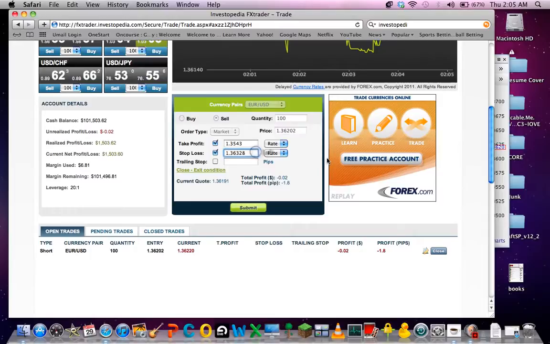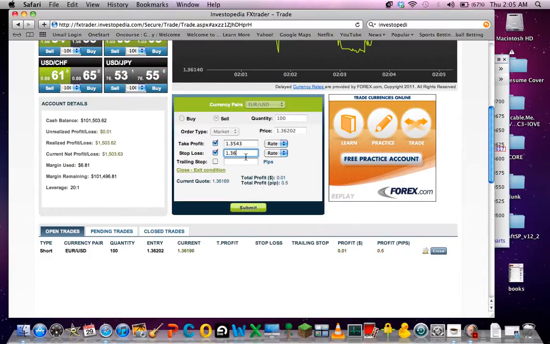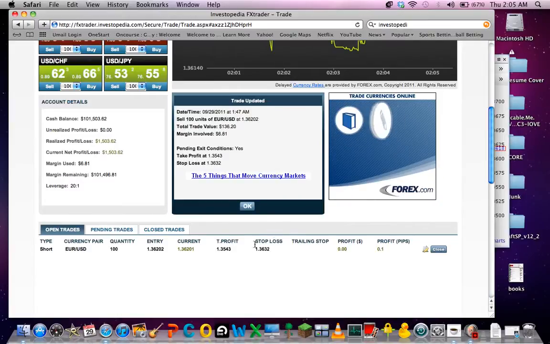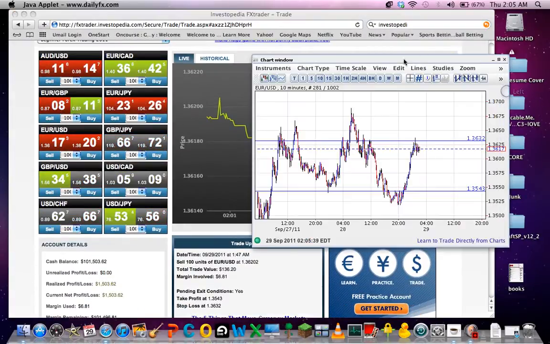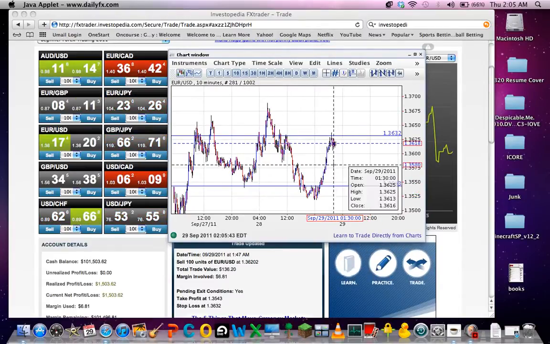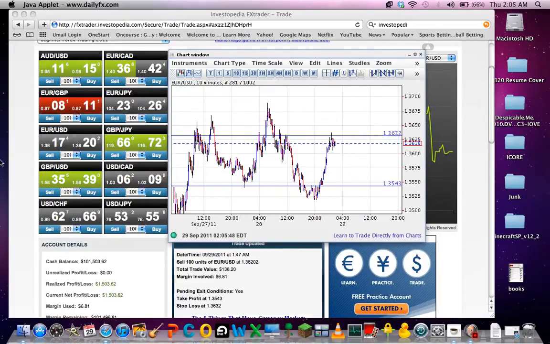1.3543. And the stop loss was up at 1.3632. Okay, so you can see right here that our stop loss went in and our take profit also went in. So just in case any of those things happen, our profit will be protected if we ever hit this margin, and our losses will also be minimized if it ever decides to trend up.